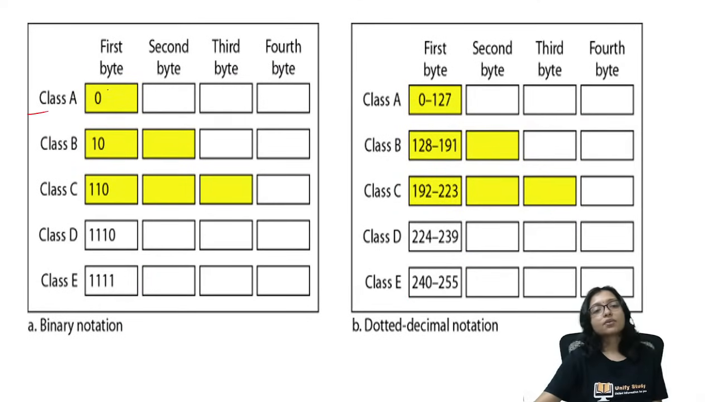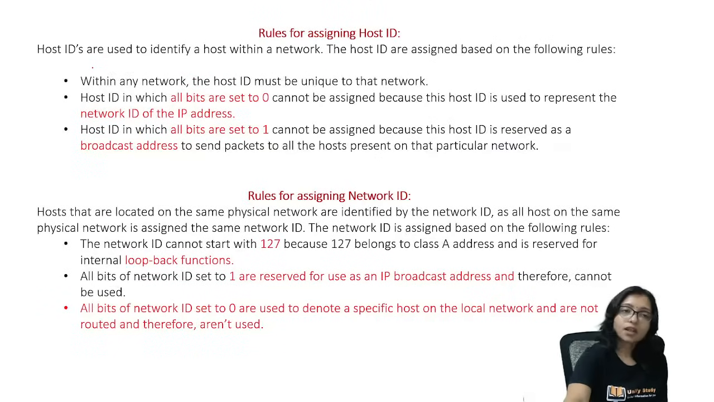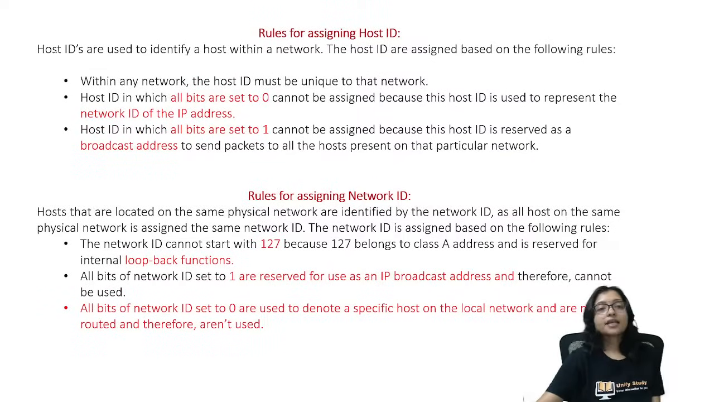So class A, you can see here, is 0 to 127, class B 128 to 191, class C 192 to 223. The leading bit is 0 here, the leading bits are 10 here, and 110 here. These are the leading bits. Out of that, here are some rules.